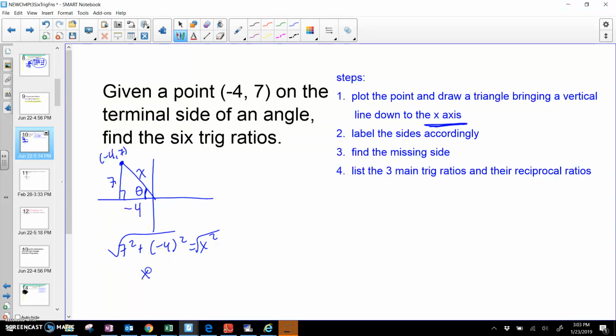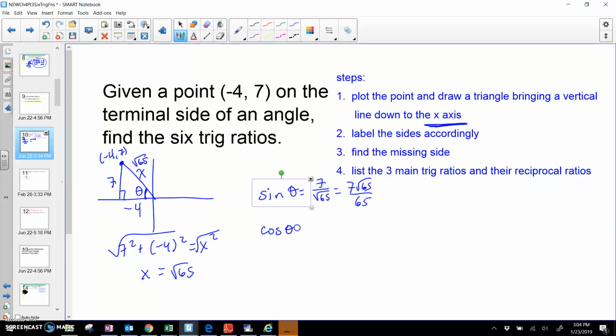And in this case, I got x equals the square root of 65. Again, I'm keeping up with radicals. You can switch to decimals. And now I'm going to list all of the trig ratios, all 6. So I always start with sine of theta. Again, it's opposite over hypotenuse, so 7 over root 65, which means it's 7 root 65 over 65.